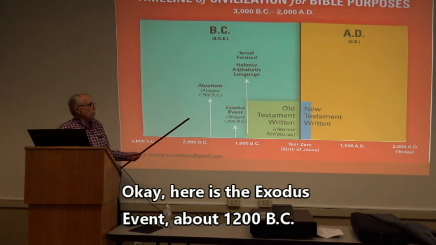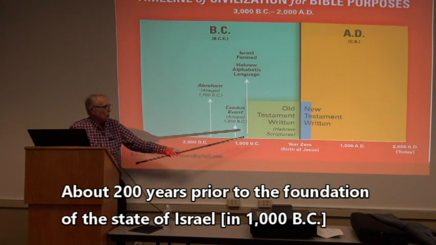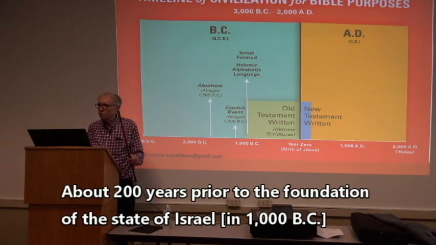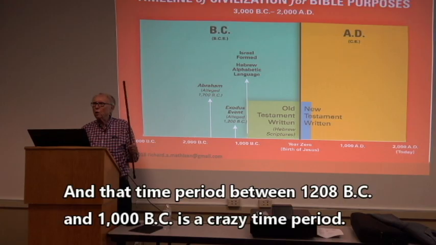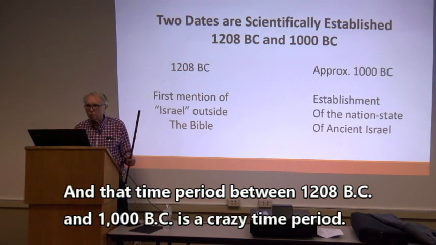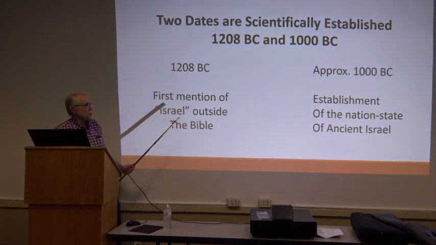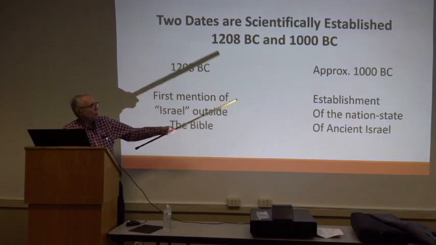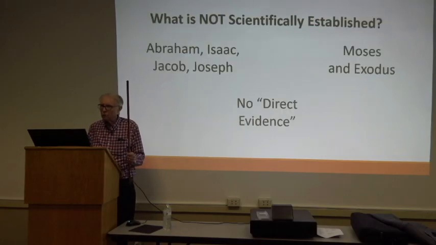Okay, here is the Exodus event about 1200 BC, about 200 years prior to the foundation of the state of Israel. And that time period between 1208 and 1000 is a crazy time period. These are the two dates established: the first mention of Israel by a pharaoh of Egypt in 1208, and then the establishment of the nation-state of ancient Israel.